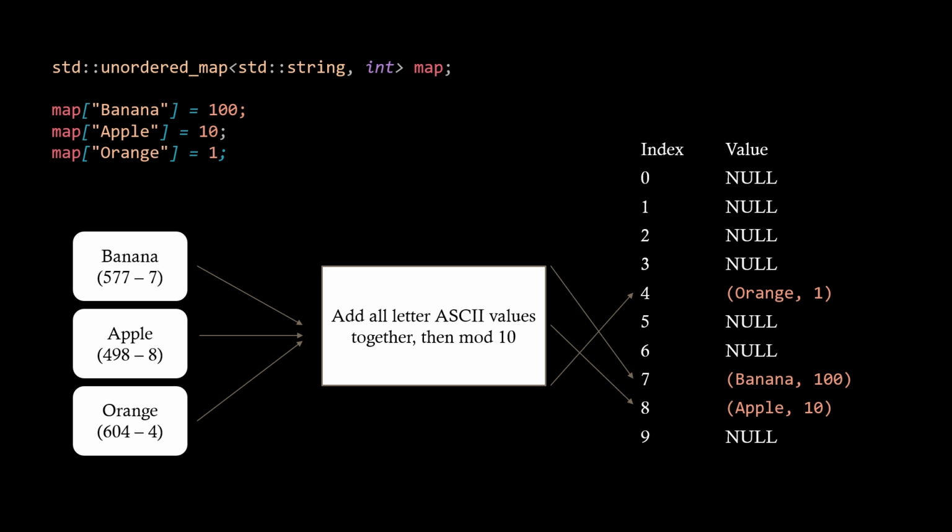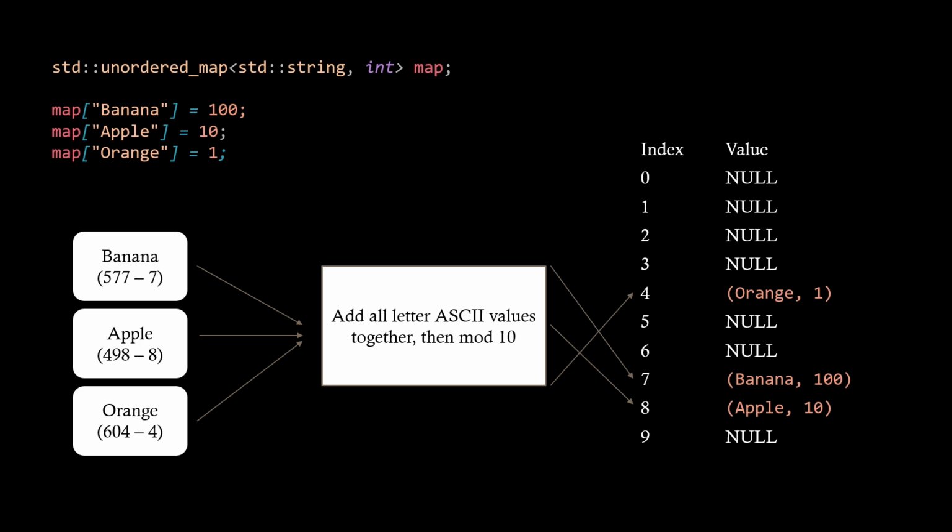This is also why insertion and deletion is O(1), because when I put banana in, all it needs to do is run the function. And usually it's not this add-all-letters function, but the function will usually be O(1), so really instant, and then it'll put the value into the index of the array, which is also instant or near instant.